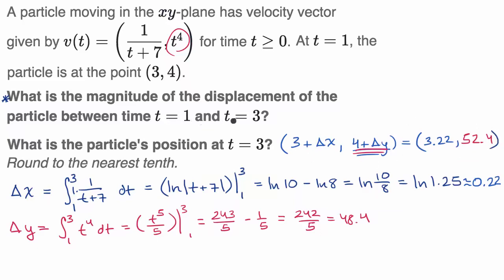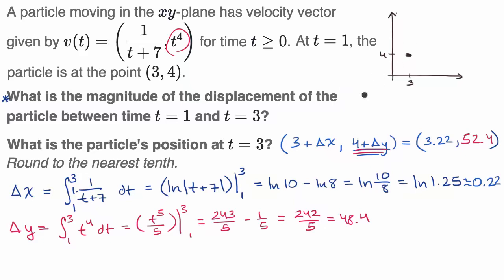What is the magnitude of the displacement? Well, it's the Pythagorean theorem. I'll draw a very rough sketch of what's going on. Sometimes it's useful to visualize it. So our initial position is at 3, 4. So we're right over there.